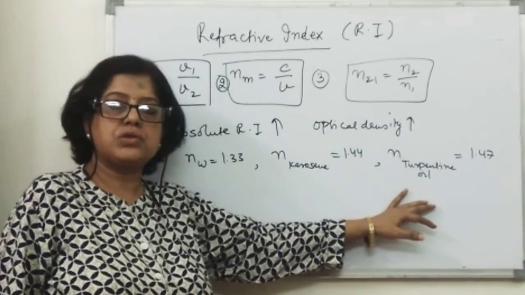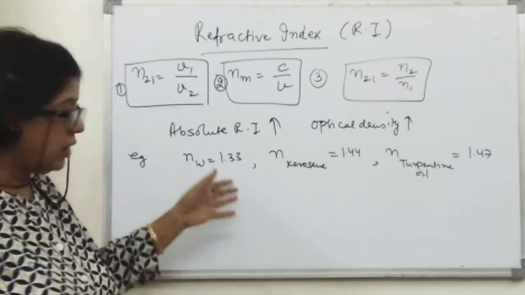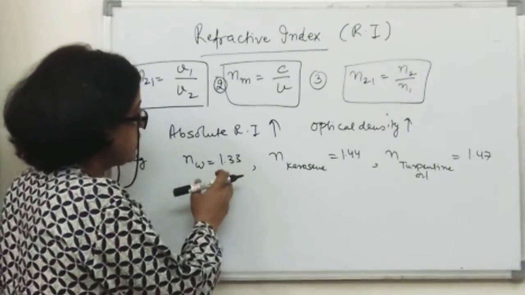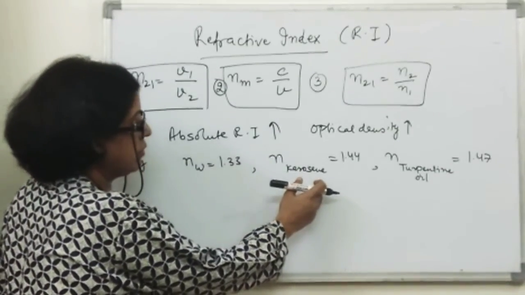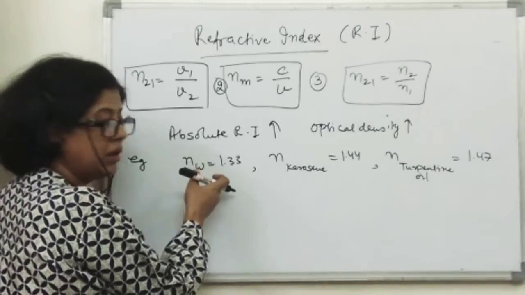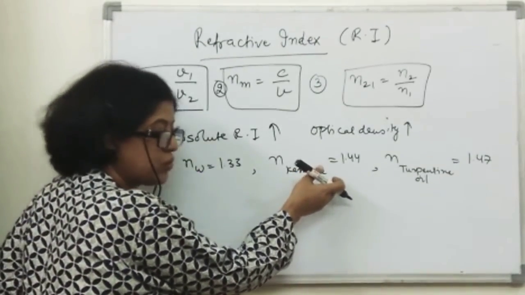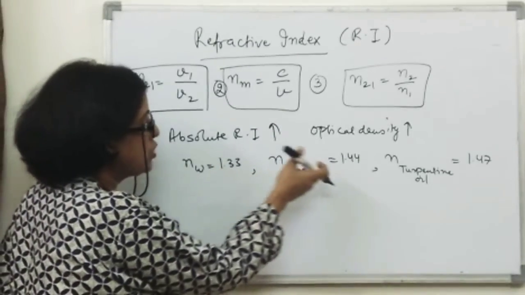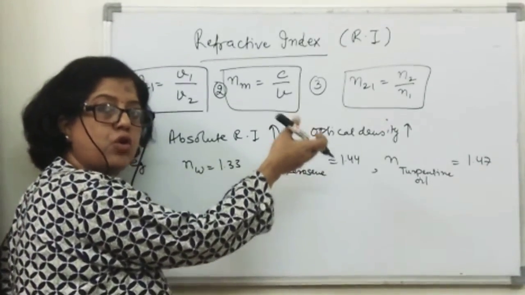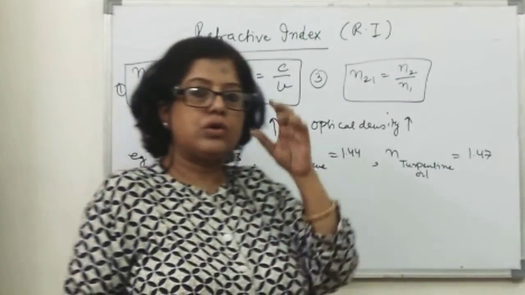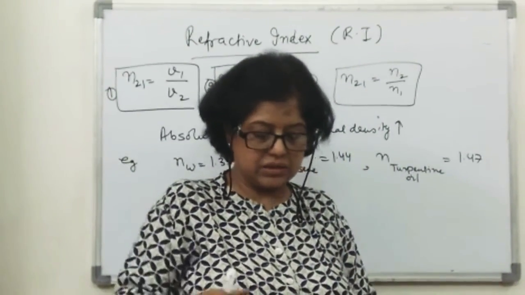There can be many questions asked. So if you are asked, how will a ray of light bend as it goes from water to kerosene? As it goes from water to kerosene, water is optically less dense than kerosene from the values we can say. So kerosene is denser. So a ray of light going from water to kerosene will bend towards the normal. So such questions can be asked based on the values of refractive index.